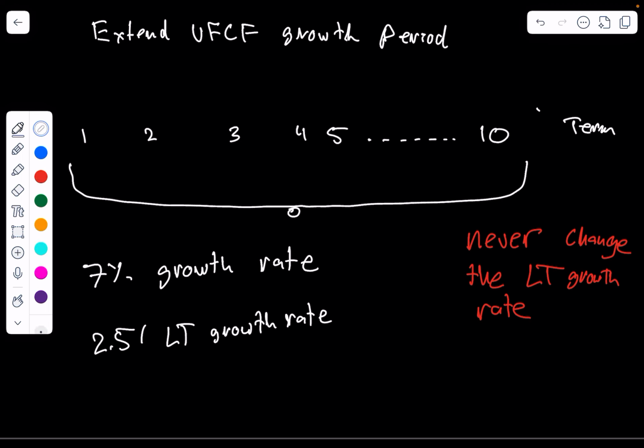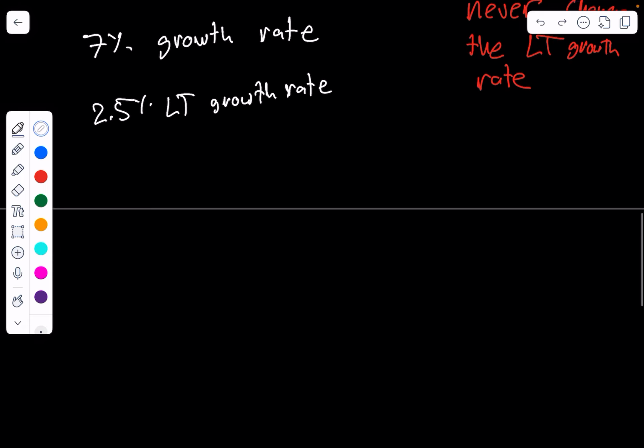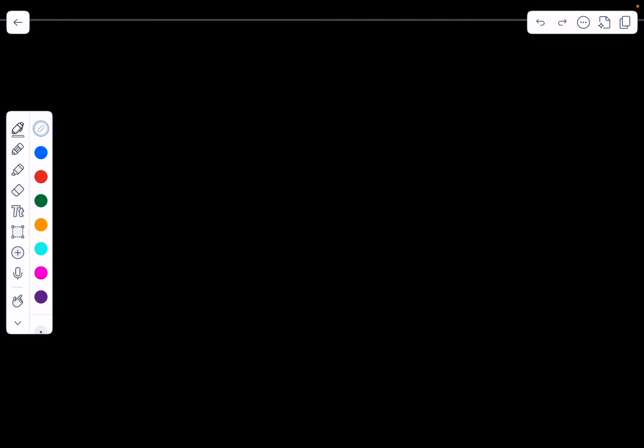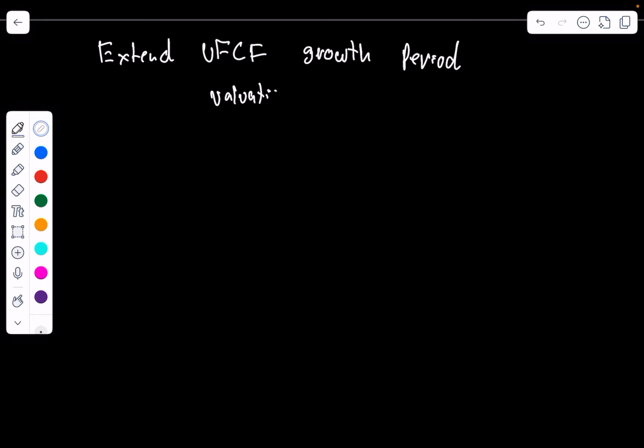We never mess with this 2.5% over here, right? All we do is we extend the period of time that these cash flows are going to grow, right? So we might do a DCF for 10 years rather than 5 years, or 15 years rather than 5 years, right? And now here's a question, right? That I personally got, right? So if we do extend the unlevered free cash flow growth period, how does that affect our valuation, right? Will it be higher? Will it be lower? Will it be the same, right?